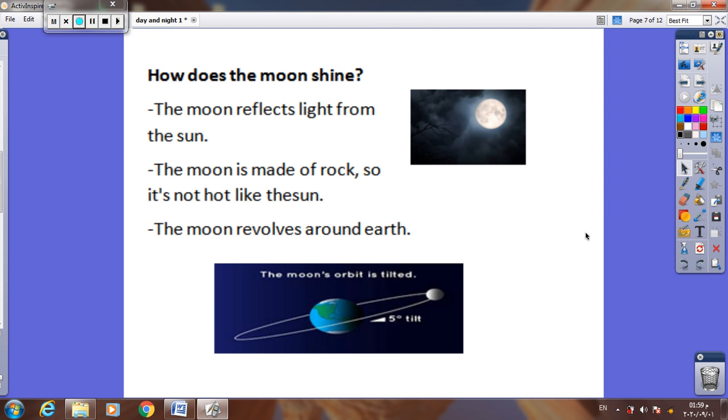But why can we see the Moon shiny? Because the Moon reflects the sunlight. Do you know what the meaning of reflect? The Moon takes the light from the Sun and gives it to the Earth. So we call it reflect. So the Moon reflects the sunlight.